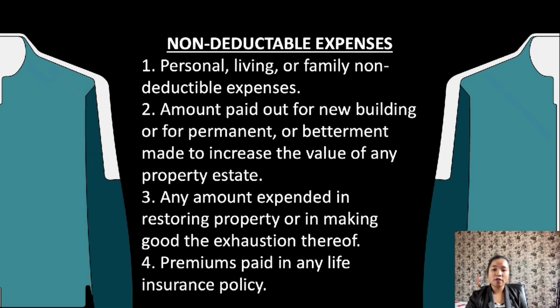Here is a list of expenses that the IRS generally considers non-deductible. First thing first is personal, living, or family expenses. That is included in the non-deductible expenses. Second would be the amount paid for new buildings or for permanent improvements or betterments made to increase the value of any property or estate, as well as any amount expended in restoring properties or in making good the exhaustion thereof. And last would be the premiums paid on any life insurance policies.